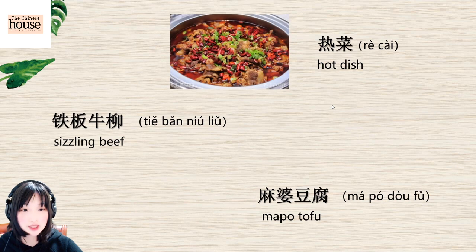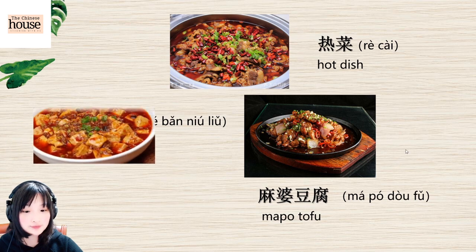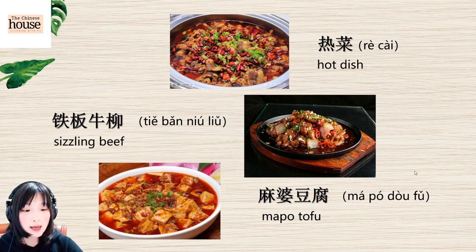Then hot dish, 热菜, compare with 凉菜 cold dish. 热菜. 铁板牛柳, here second tone because there are 2 third tones. 铁板牛柳. Then 麻婆豆腐.